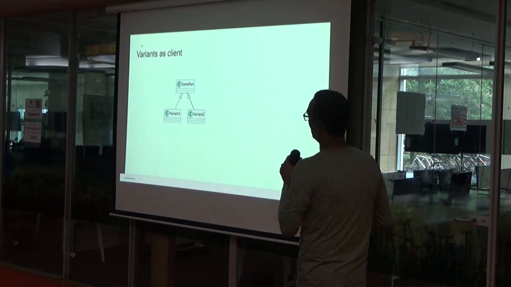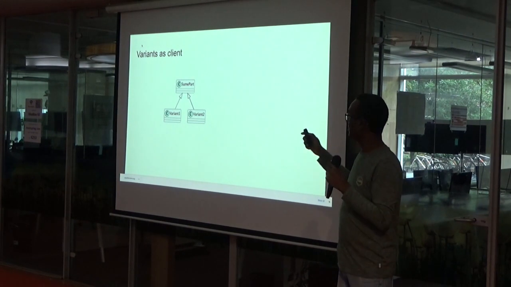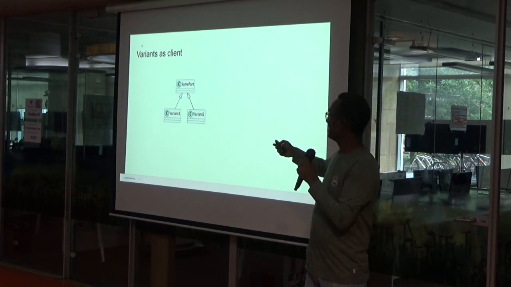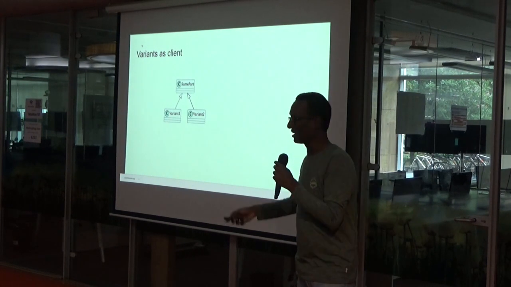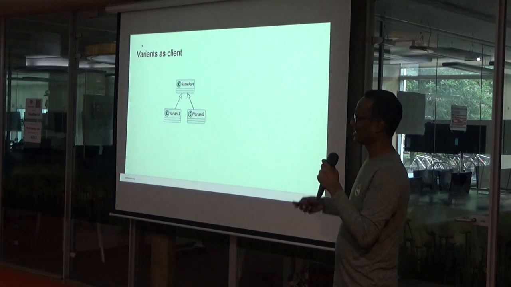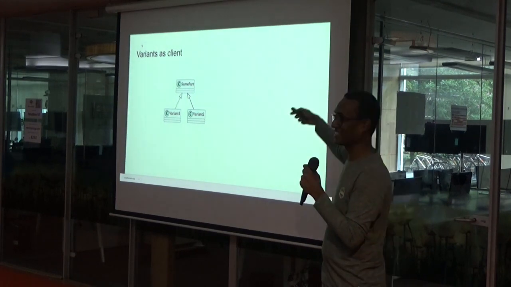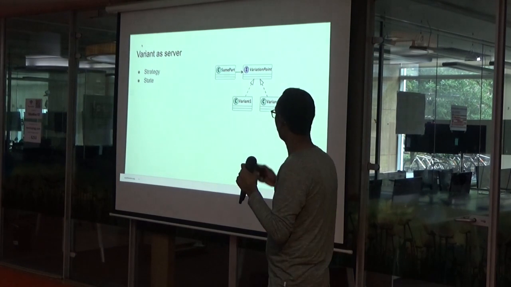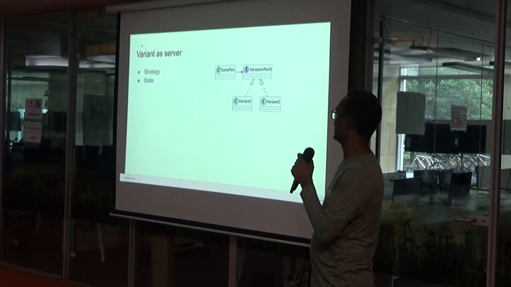Here I'm going to list a couple of design patterns. Here, the variants are clients of the common part. A classical example is inheritance. All subtypes may consume functionality from the base classes. The next flavor is what I'm calling variant as server.